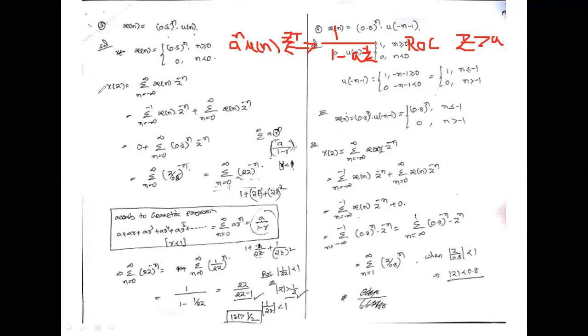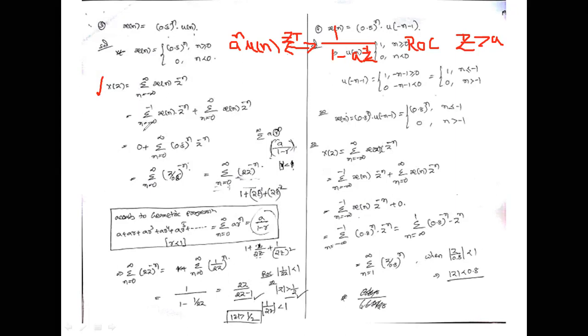You have to substitute the given x of n in the definition of the z transformation. Then you simplify and finally show the answer. Got it, my dear students? Now for that, I am taking x of z equal to the sum of n equal to minus infinity to infinity x of n z power minus n. Substitute the a power n mu of n. Mu of n is only the right side function, so I split it into two parts: minus infinity to minus 1, and 0 to infinity.